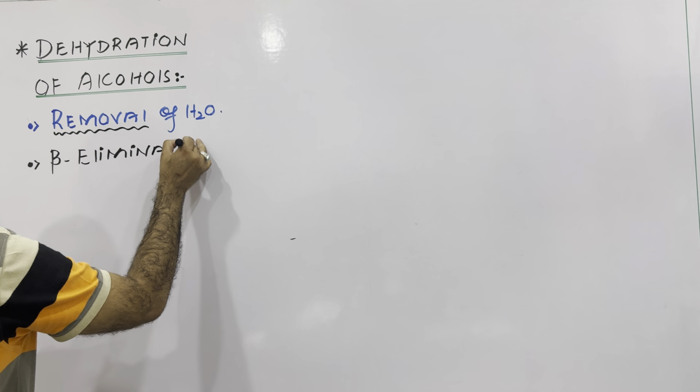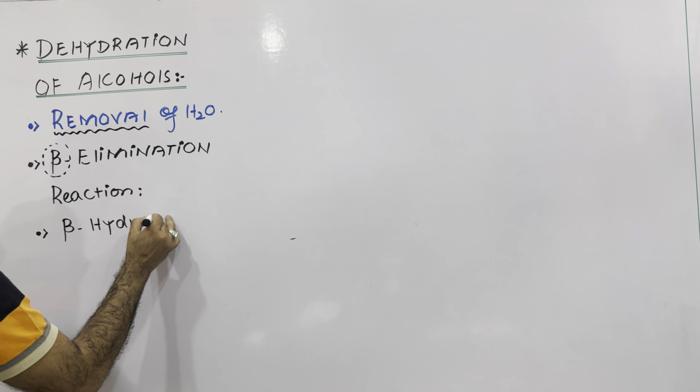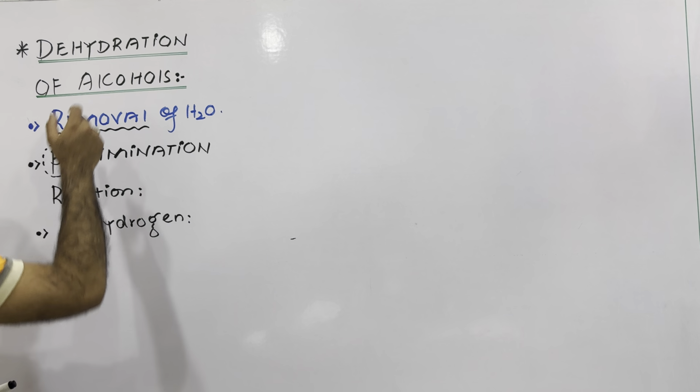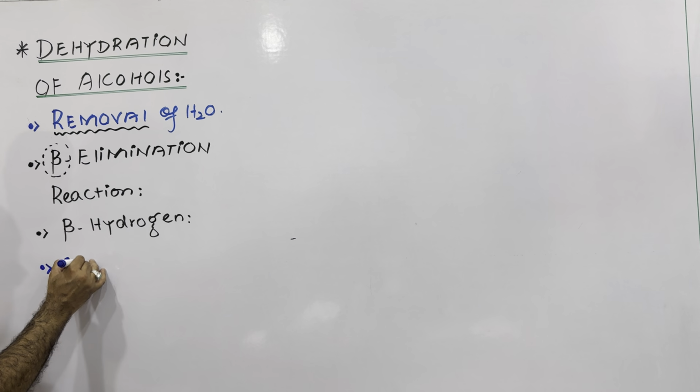And if it is an example of beta elimination reaction, it simply means that the alcohol must possess beta hydrogen. An alcohol which has no beta hydrogen cannot be dehydrated, just like the simplest member of the alcohols, that is methanol. You can see that methanol has no beta carbon, so it will not be having any beta hydrogen. That is why the methanol cannot be dehydrated.